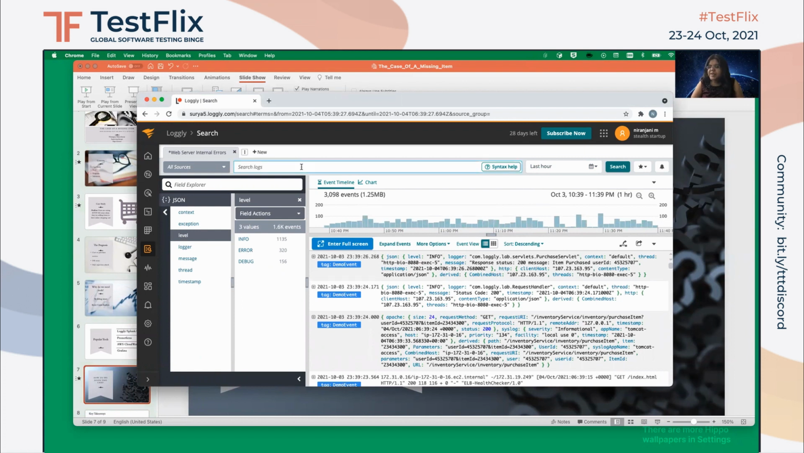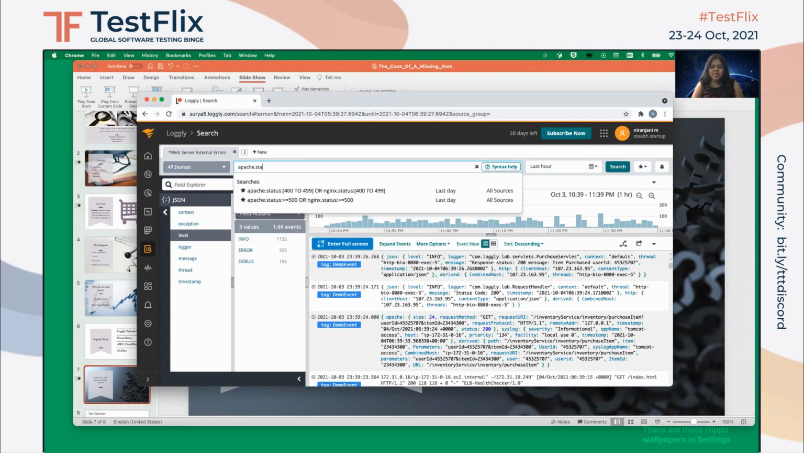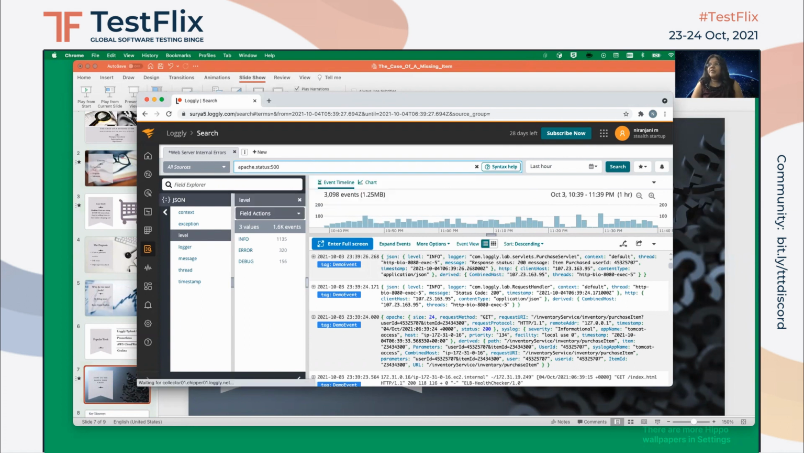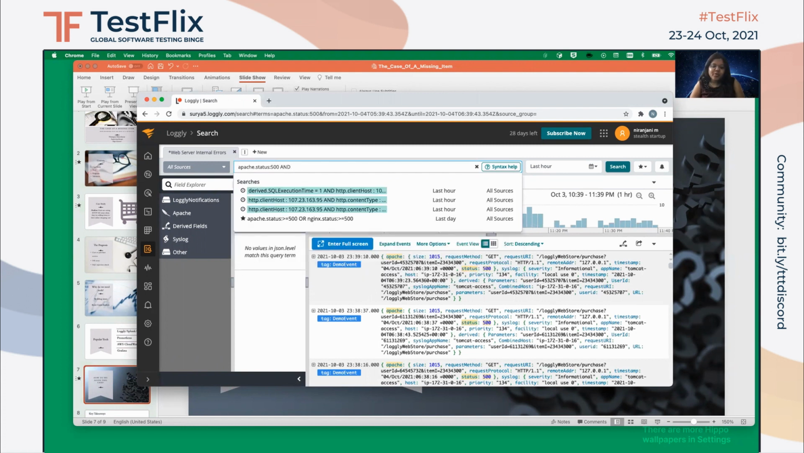And we do know that it's a HTTP 500 error. So let's do apache.status 500. Okay, that's good. We narrowed down to 200 events. And as part of our prognosis, we mentioned that this could be an error caused due to the cart service or the purchase service, right? So let's see which one of those would be the root cause.